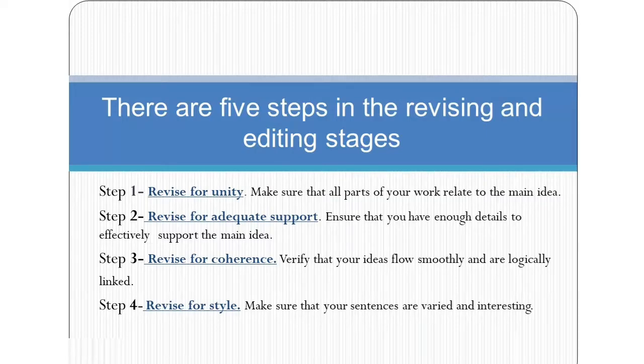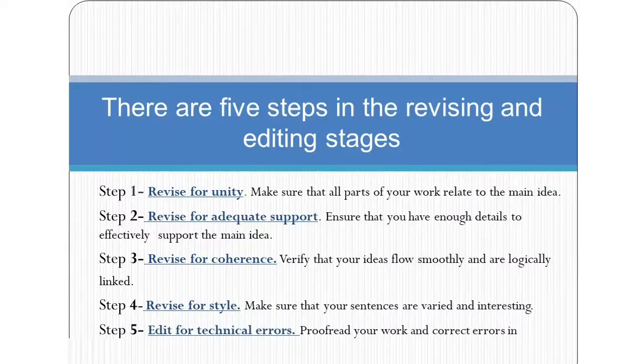Step 4. Revise for style. Make sure that your sentences are varied and interesting. يعني لازم نوع قد ما فيي بالجمل. Step 5. Edit for technical errors. Proofread your work and correct errors in grammar, spelling, mechanics, and punctuation. As we said before, قلنا إنه نحن لازم نصحح كل ال grammatical mistakes. The more you read, the easier it will be for you to edit your work.